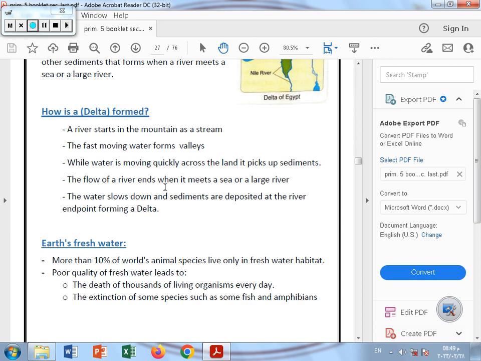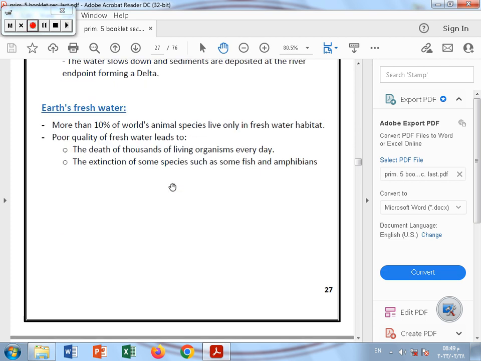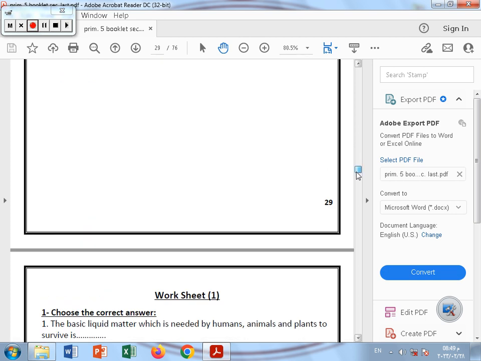We said that only 3% of water on earth is fresh water, and more than 10% of the world's animal species live only in freshwater habitats. It's a large amount of animal species. So poor quality of fresh water can lead to the death of thousands of living organisms every day that live in the fresh water, and also causes the extinction of some species such as some fish and amphibians. That's all for the lesson. Let's move to the questions.